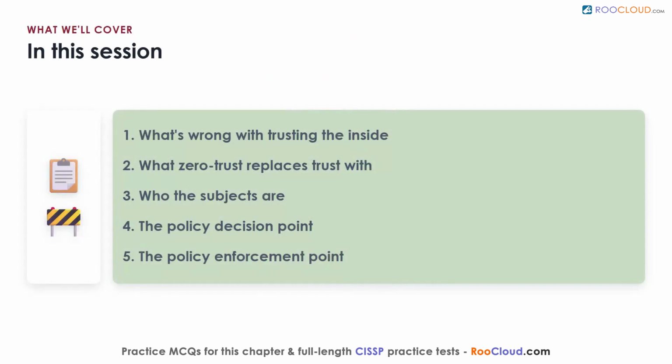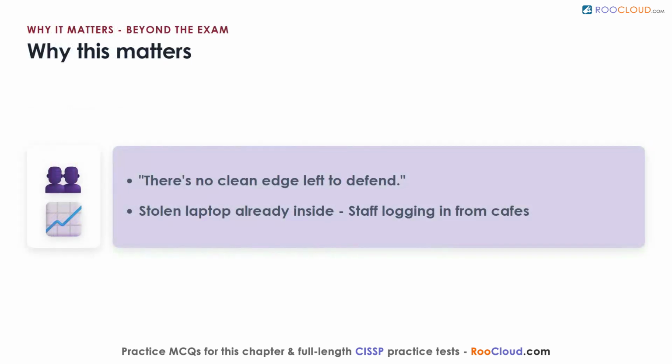In this session, we'll explore zero trust access. What is wrong with trusting the inside of your network? What does zero trust replace that trust with? Who are the subjects in this model? How does the policy decision point actually decide? And how does the policy enforcement point carry out that decision? Why does this matter beyond the exam? Because the old idea of a safe internal network no longer holds.